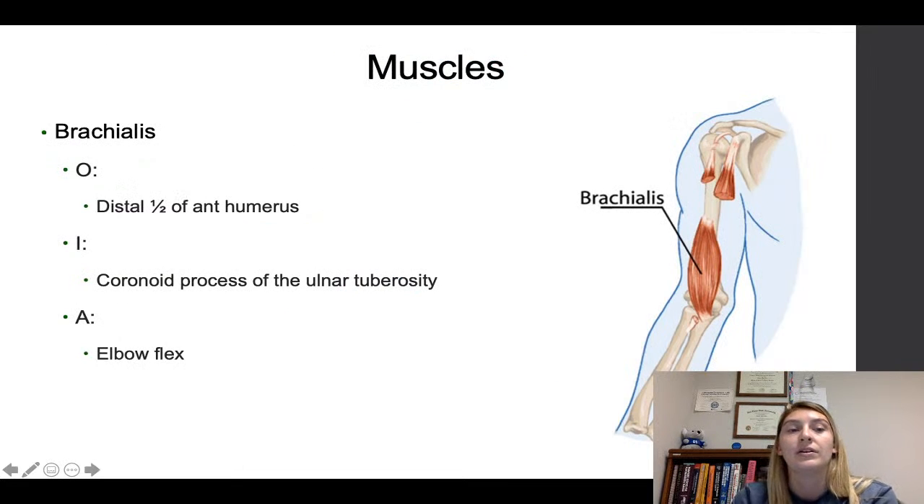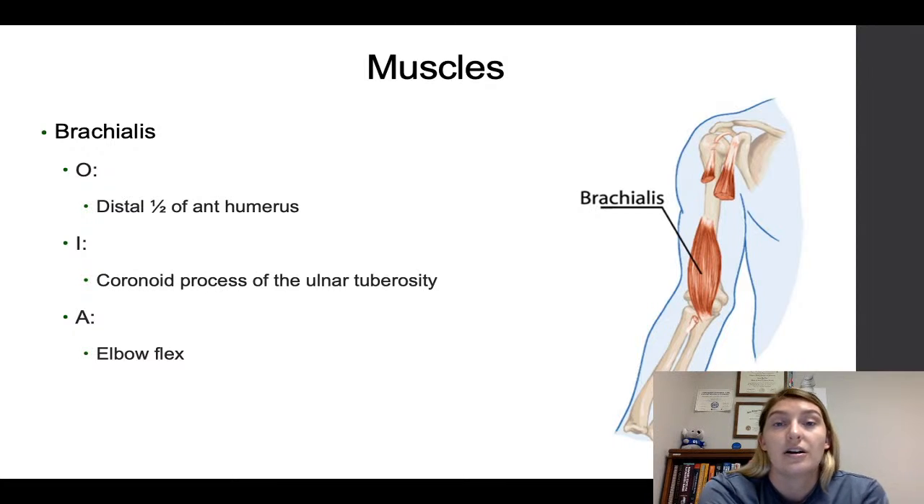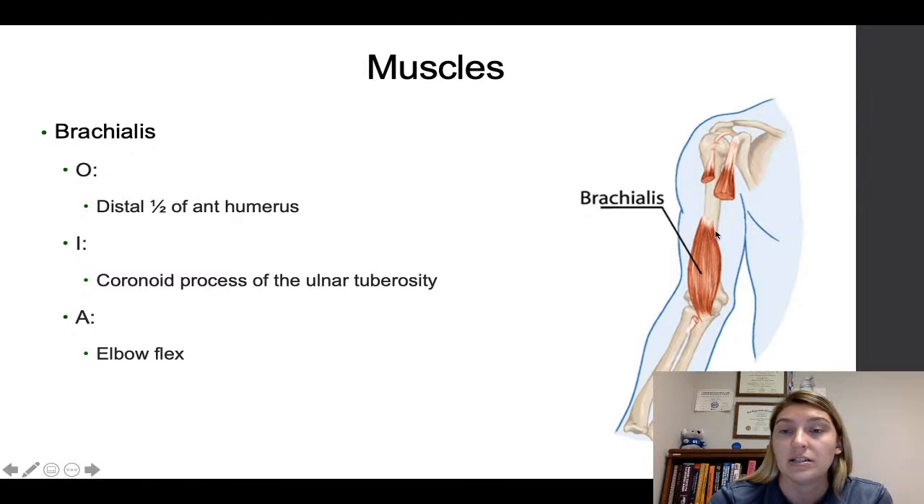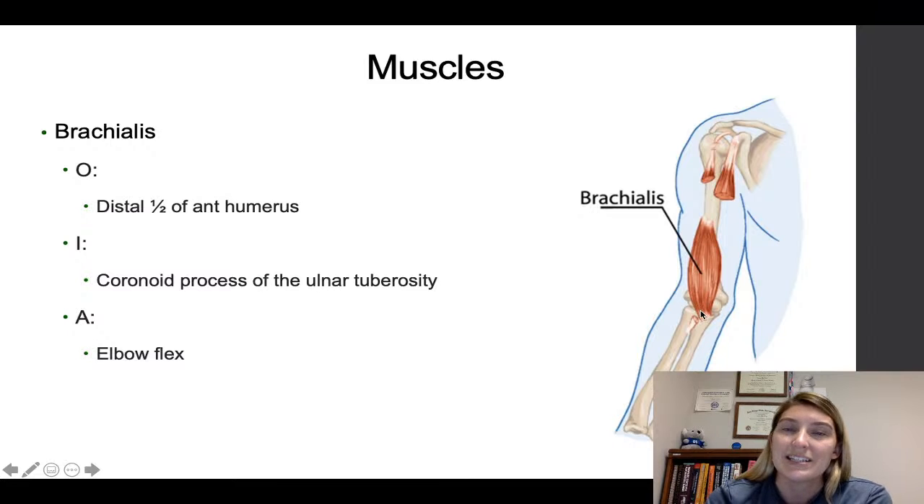Okay, so very few muscles we're going to talk about right now, but we are going to talk first about the brachialis. So the anterior aspect of the arm is often known as the brachium. So brachialis is going to be deep to the biceps brachii. So the origin is going to be the distal half of the anterior humerus. So we have anterior humerus right here, distal, bottom portion, half. And it's going to insert onto the coronoid process, so that front of the C.